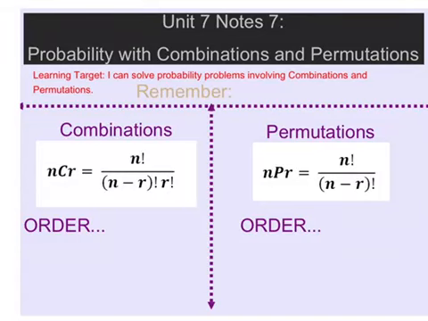Welcome to Unit 7, Note 7. Today we're going to look at probability with a combination or a permutation. In order to do this, we need to think back and remember what our combinations and what our permutations were.